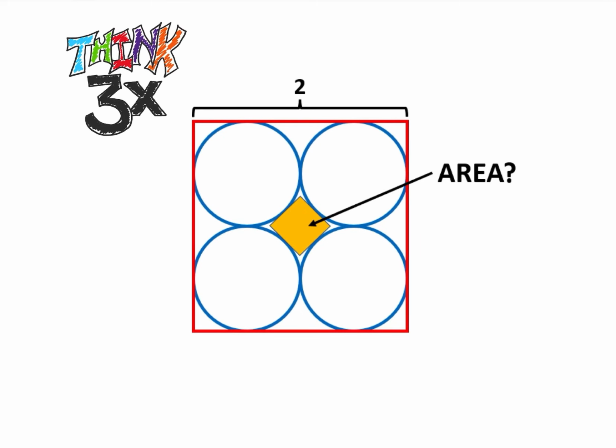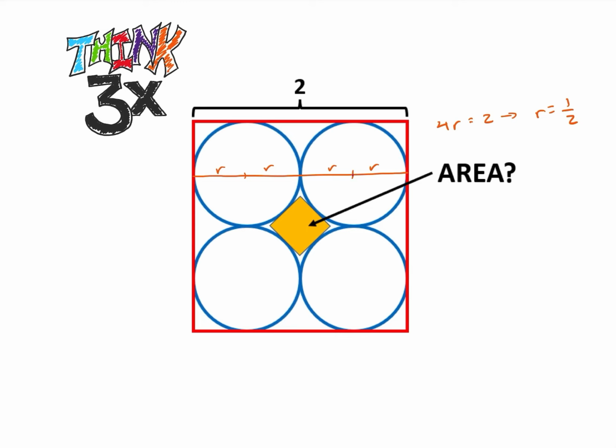The first thing I'm going to notice is that if I go straight across these circles, through to the centers, then I have this radius four times. So we know that four times the radius is going to be equal to 2, which means that our radius is going to equal 1/2. So the radius of one of these circles is 1/2.